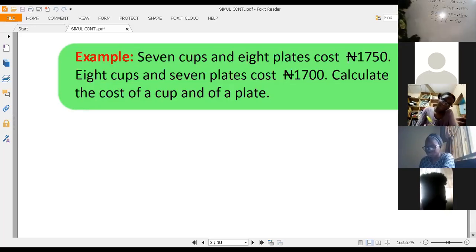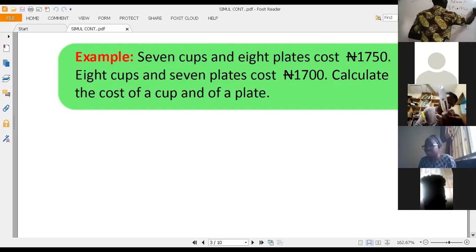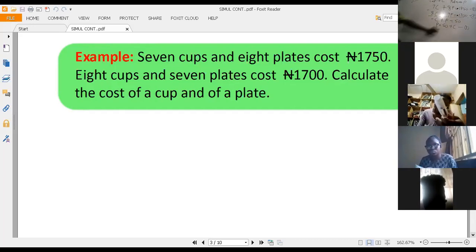All right. So from this point, you can have your P to be 50 plus cup. That is, the cost of 1 plate is equal to 50 plus the cost of 1 cup. Now, let me put this as equation 3, so that you will not be confused with the equations we have earlier. This is 1 and this is 2. So you have this: P is equal to 50 plus C.